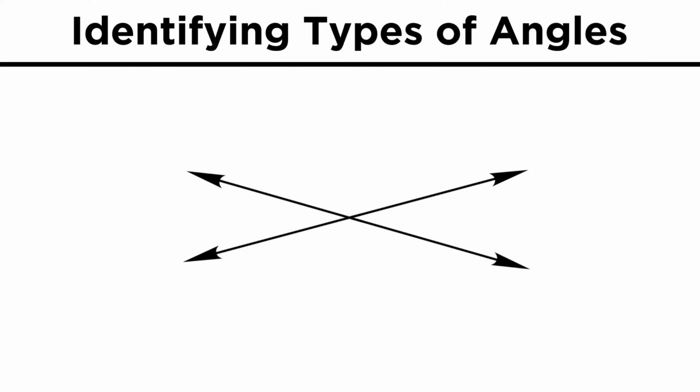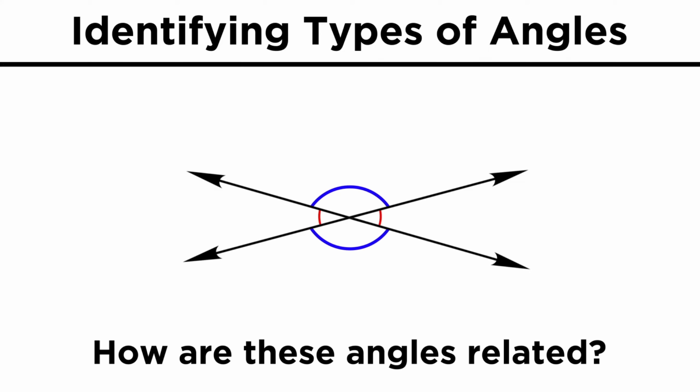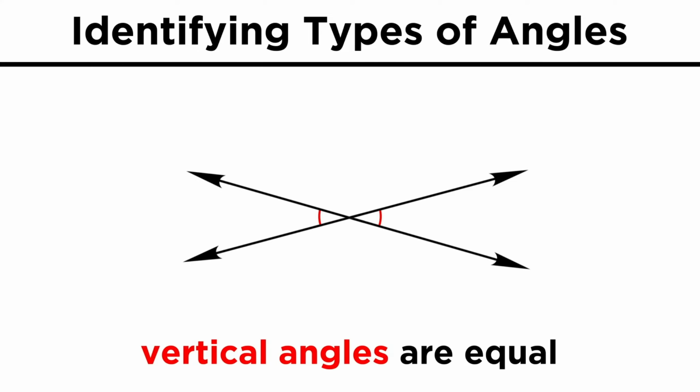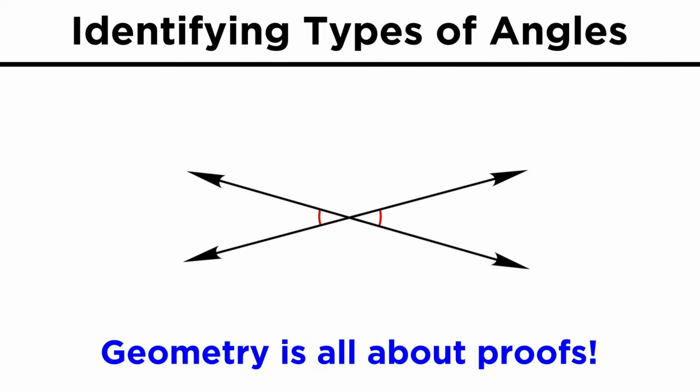Now instead of two rays, let's use two lines. If these lines cross, we generate four angles. What are the relationships of these angles? First, we can examine the angles that are directly opposite one another, like these two. These are called vertical angles, and they are always equal to one another. This seems intuitive by looking at the diagram, but geometry is all about rigorously proving things that might seem obvious, though we don't know why.